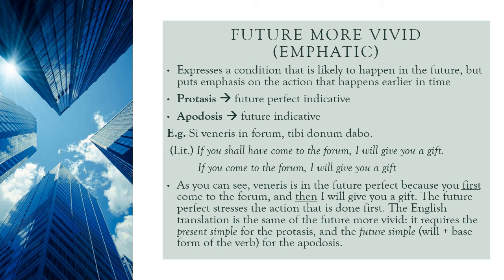So what is the sense for Latin of putting a future perfect in the protasis? Because, as you can see, if I use veneris, I am saying that the action of coming to the forum comes first, and then comes the action of giving you a gift. And this is true, because before I can give you a gift, you have to come to the forum. So the future perfect stresses the action that is done first. So English, but even Italian, is not as precise as Latin. So the best way to render the future more vivid emphatic is just to translate this as a normal future more vivid. So it requires the present simple for the protasis and the future simple, the future with will, for the apodosis.